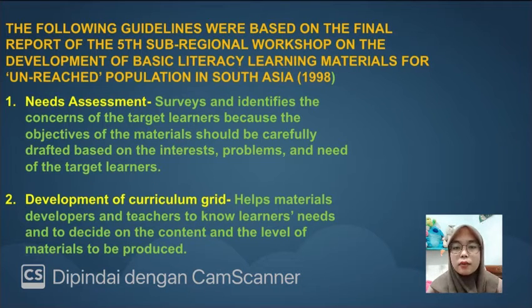The second is development of curriculum grids. It helps material developers and teachers to know learners' needs and to decide on the content and the level of materials to be produced. From there, we can know the first goal of the National Literacy Program, then core content based on national outcomes, then locally relevant content based on the identified needs of the learners, and then prescribed levels, and the last, levels of literacy skills of learners. This really helps material developers to develop materials.